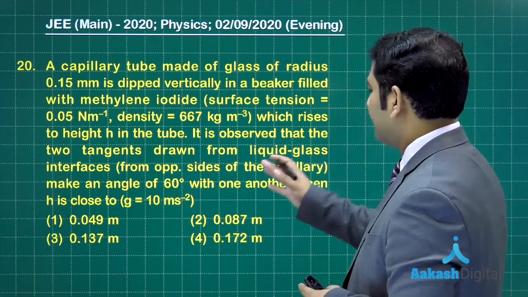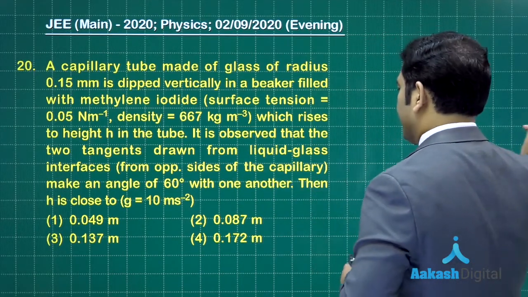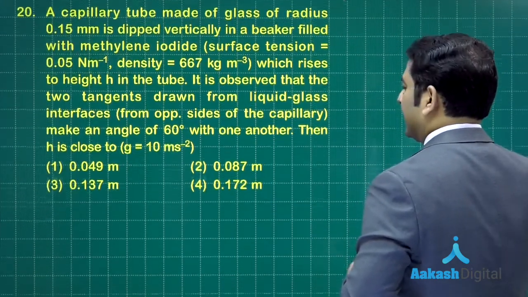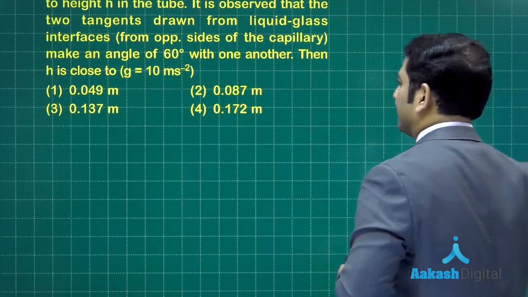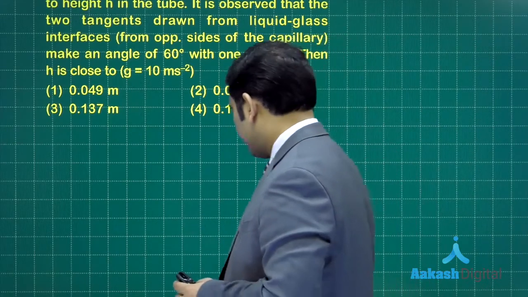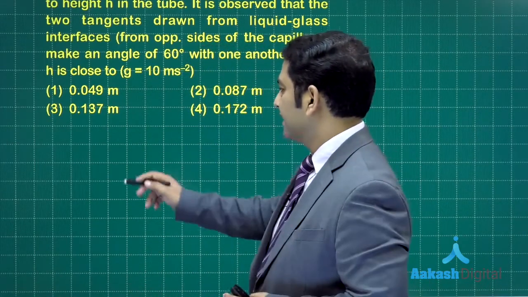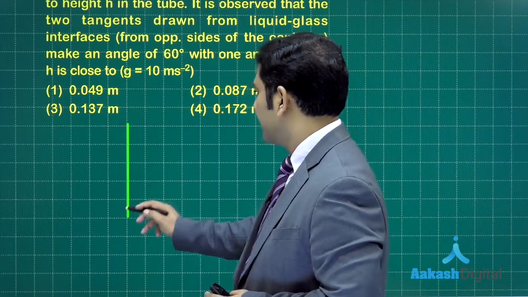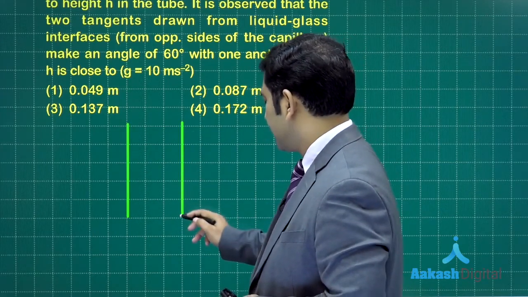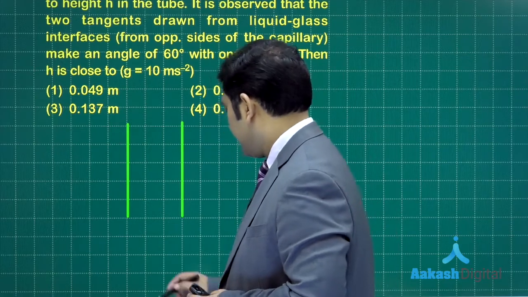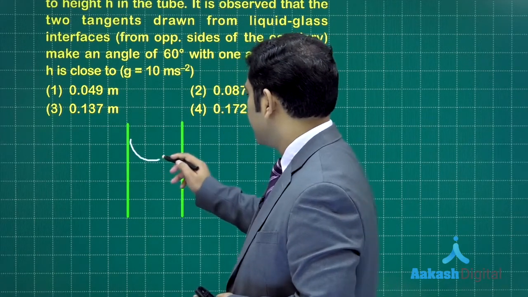drawn from the liquid glass interface, intersect, making an angle of 60 degrees with one another. So we need to compute the height of ascent. So let's draw a quick figure that's going to help us. So something like this. And let me make the meniscus.